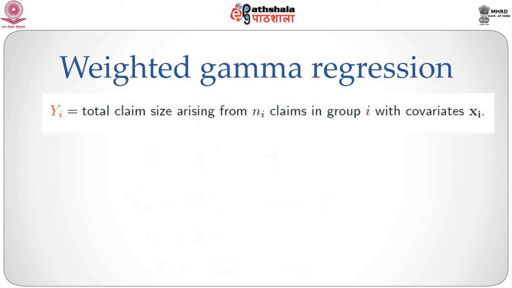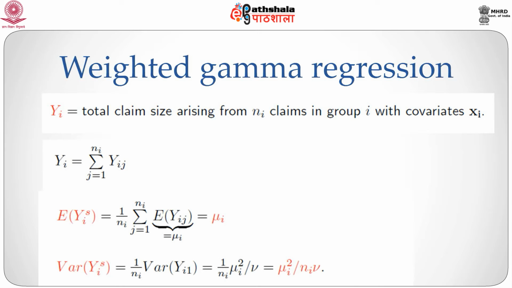Sometimes it is necessary to consider weighted gamma regression. So, we shall explain this in the context of the Canadian auto claims insurance data. Let us suppose that yi is the total claim size arising from ni claims in group i with covariate xi. Yi is actually the summation over j equal to 1 to ni of yij, where yij is the jth claim in group i. yi star equal to yi over ni is the average claim size in group i.